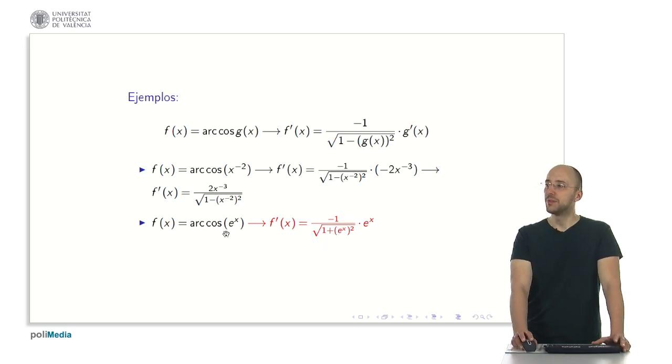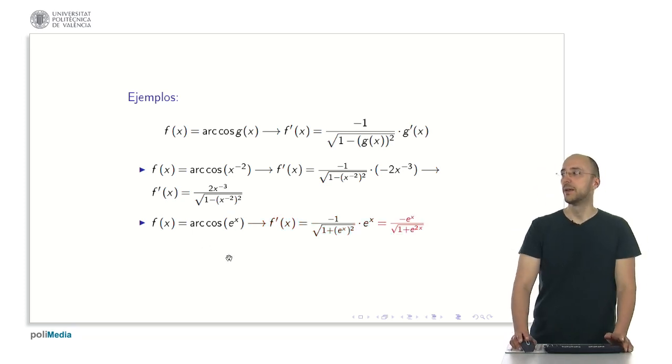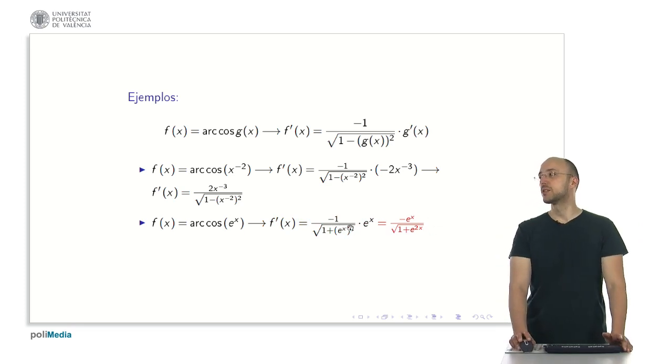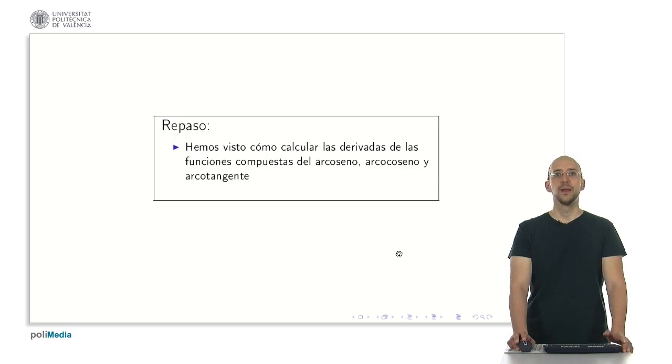The function e raised to the power of x is retained exactly the same and squared, and then multiplied by e raised to the power of x, which is the derivative of the exponential function. You can simplify it by using e raised to the power of x in the numerator, and remember changing the plus to a minus in the denominator. What have we covered so far? We've reviewed the chain rule with the arc-cosine, arcsine, and arctangent functions. I hope this has been helpful, and thank you for your attention.